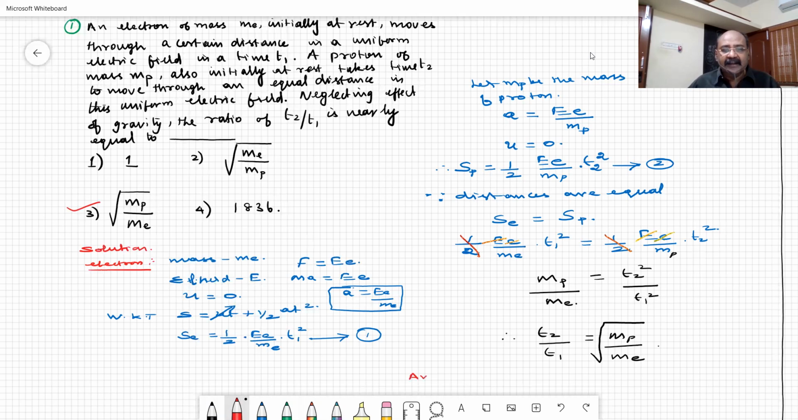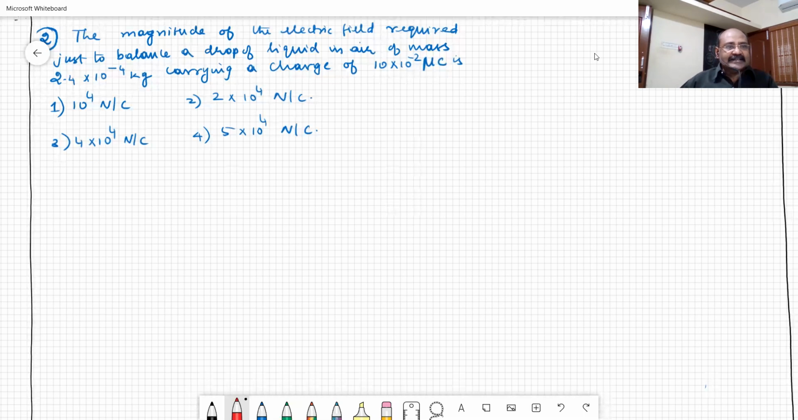So we can say the answer is taken to be option 3. Hope you should have understood this concept. So this is the ratio between the two time intervals. Come on, now let us go with the second problem.